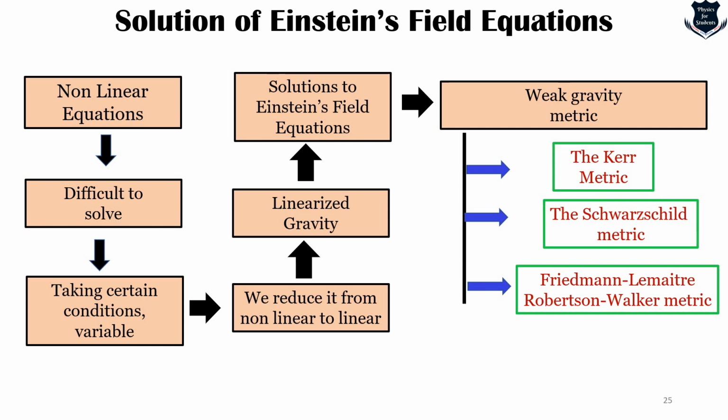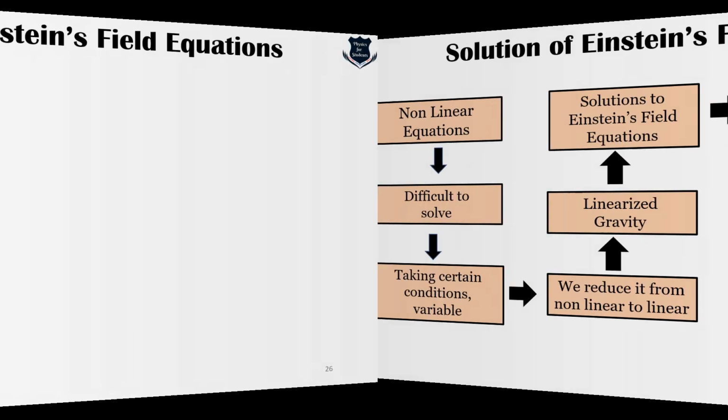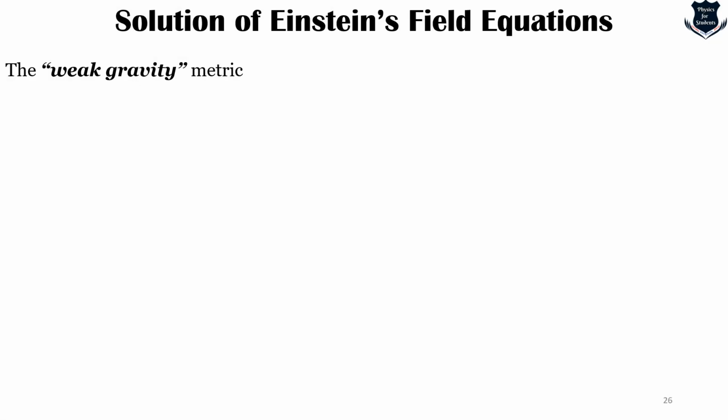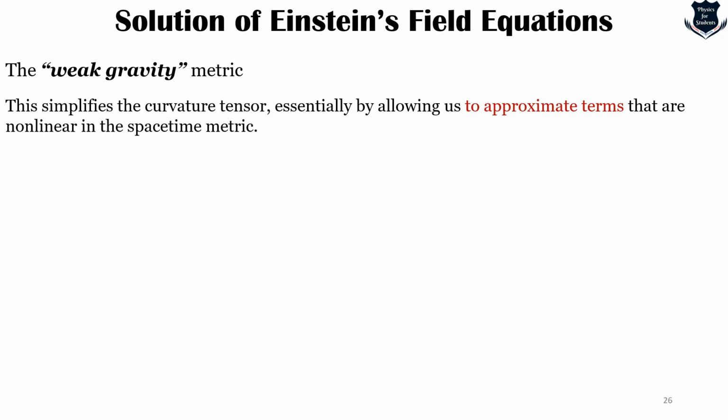So now you have a clear picture: nonlinear equations are too difficult to solve, so we take certain values, reduce them, and get a linearized gravity which leads to a solution. Among them, one is the weak gravity metric, and these are the further solutions. The weak gravity metric simplifies the curvature tensor, allowing us to approximate terms in the nonlinear metric.